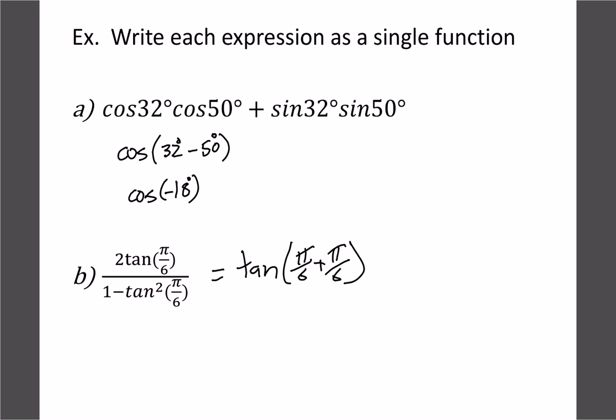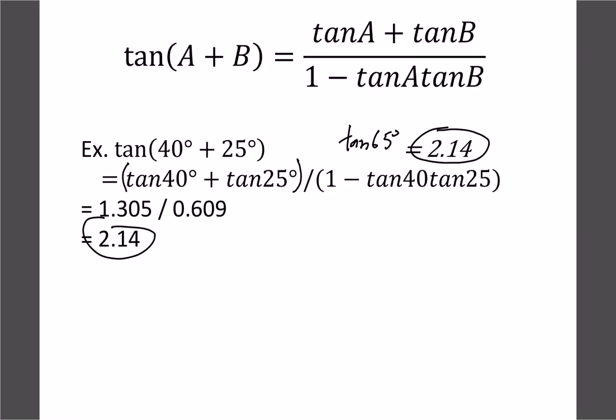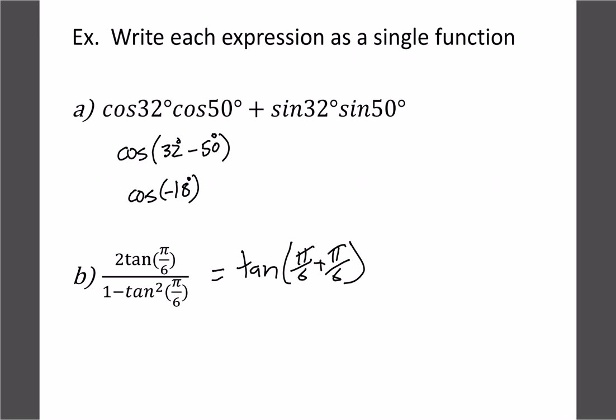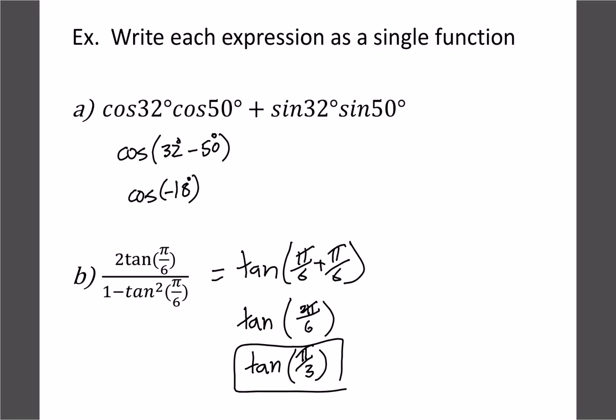If we have that, our tan of pi by 6 plus pi by 6 gave us tan plus tan on the top, which is 2 tan, and then 1 minus tan squared, which is exactly what the question is. So we have tan of pi by 6 plus pi by 6. We could simplify that to 2 pi by 6, or even further to pi by 3. So tan of pi by 3 is indeed the exact same as all this, which is a lot easier.